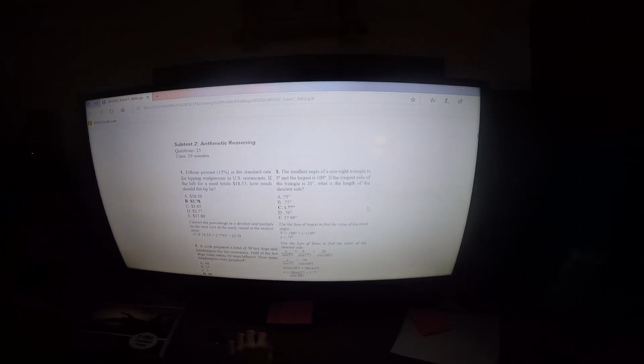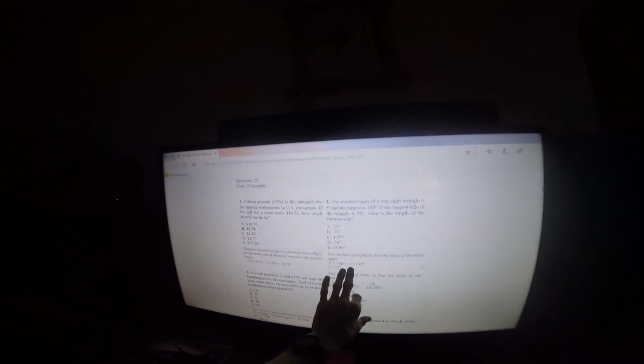Alright. The smallest angle of a non-right triangle is 5 degrees, and the largest is 100 degrees. If the longest side of the triangle is 20 inches, what is the length of the shortest side? 1.77. Use the sum of angles to find the value of the third angle. 5 degrees plus 100 degrees plus x equals 180 degrees. So x has got to equal 75.